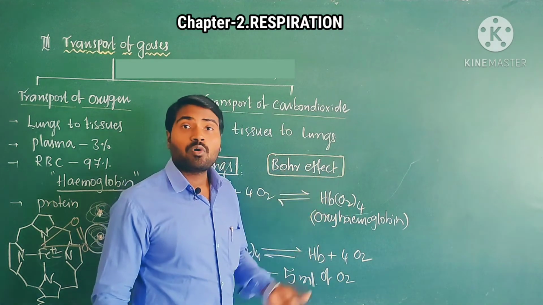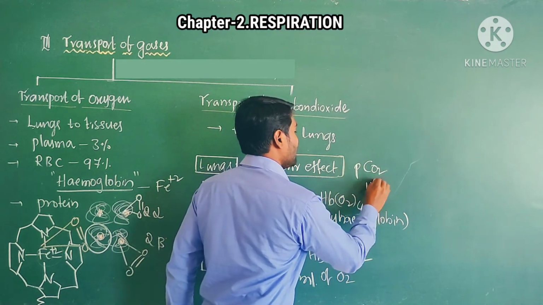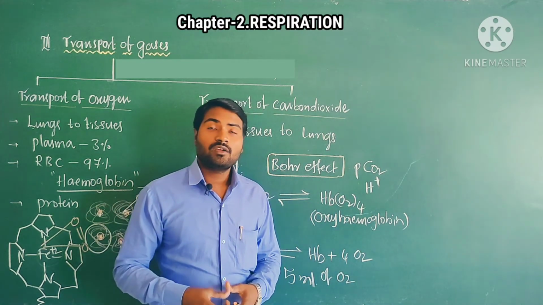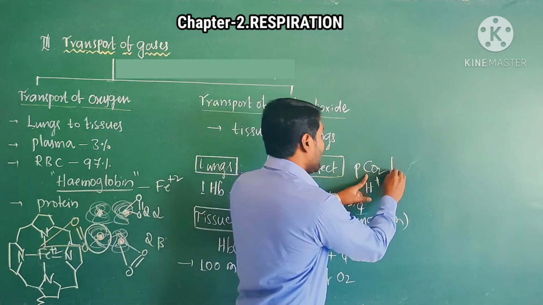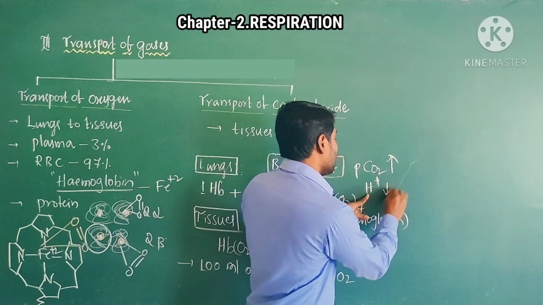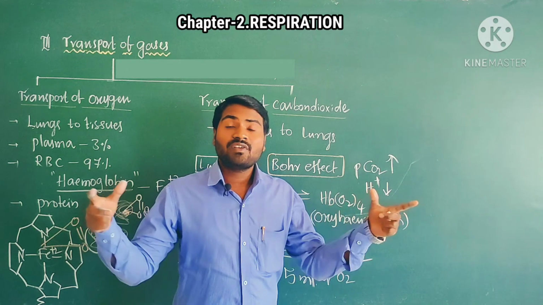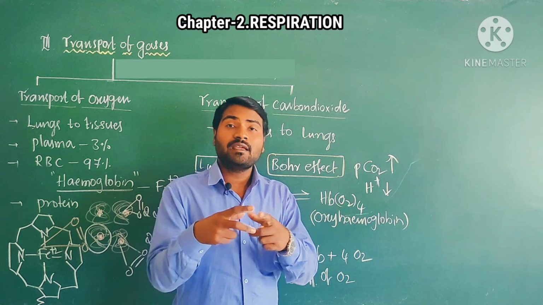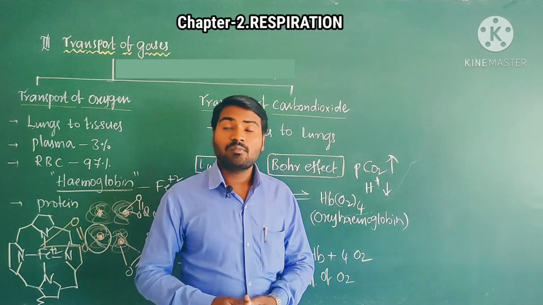Okay, what is it? Bohr effect. The effect of partial pressure of carbon dioxide and hydrogen ion concentration on the affinity of hemoglobin. Remember that if the partial pressure of carbon dioxide is high and hydrogen ion concentration is decreasing, that will affect the hemoglobin, which will not allow oxygen to bind with hemoglobin. The binding ability of oxygen with hemoglobin decreases. So that is called Bohr effect.